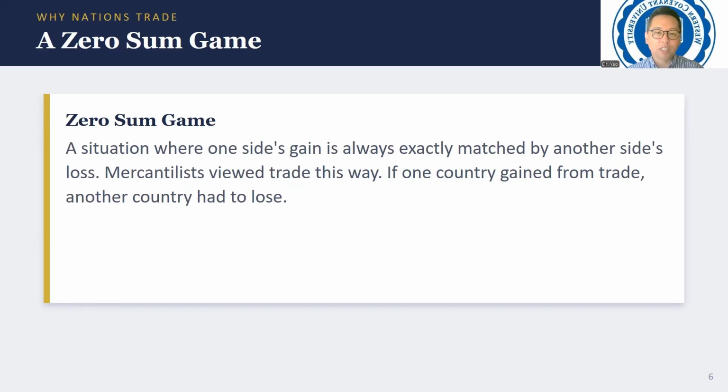This idea shaped government policy for centuries, and it explains why countries fought so hard to protect their own industries and limit foreign imports. As we'll see in the next few slides, later economists proved this zero-sum thinking was actually wrong.